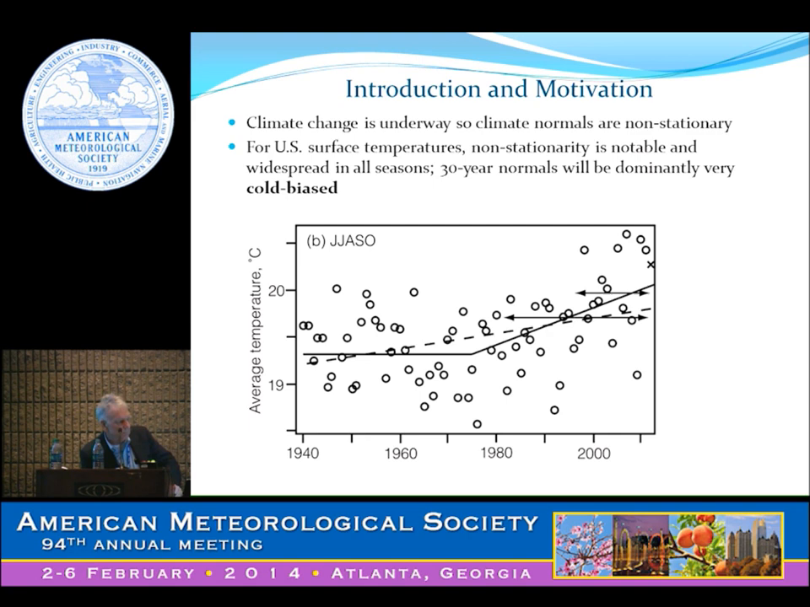For U.S. surface temperatures, this non-stationarity, and you can certainly see it with this large-scale U.S.-wide average, is notable and widespread in virtually all seasons. 30-year normals, like in this particular case, are going to be dominantly cold biased.